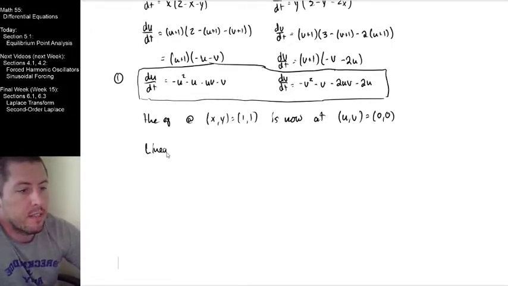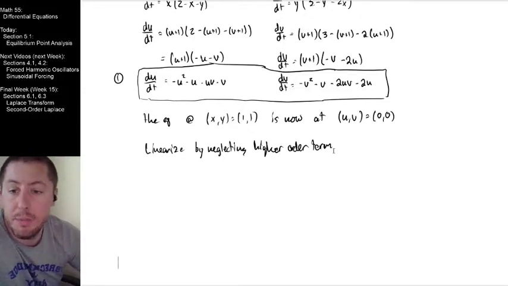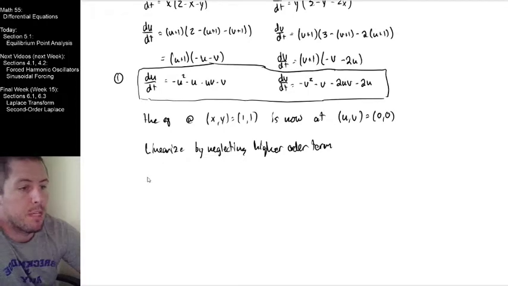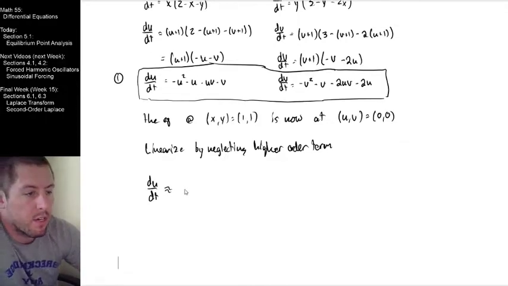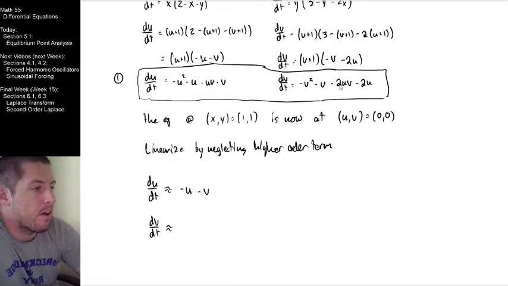So now we can linearize by neglecting higher order terms. Remember, being close to 0 matters because when you square or cube a number near 0, it gets much, much smaller, so those terms are much smaller than other things. We are just looking for a local linearization. So du/dt, neglecting higher order terms, is just negative u minus v. And dv/dt is negative 2u minus v.